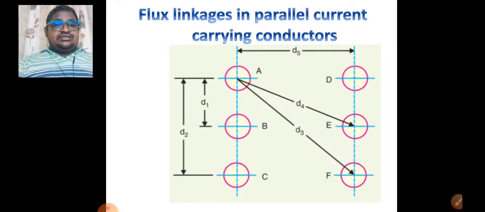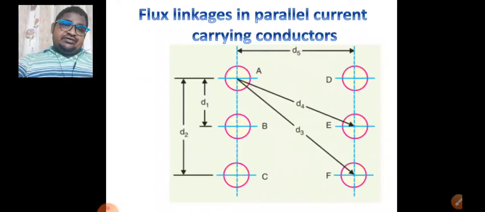Flux linkages in parallel current carrying conductors. It is like this. You can observe A, B, C, D, E, F. So, how many conductors are there? 6 conductors. From A to B, distance is D1. From A to C, distance is D2. Then, what is the distance between B to C?